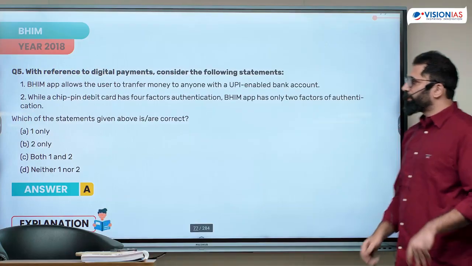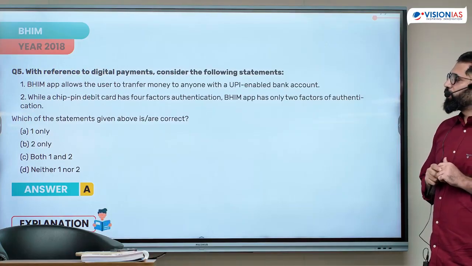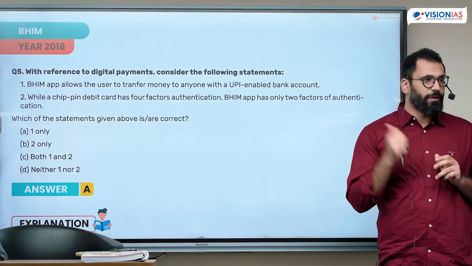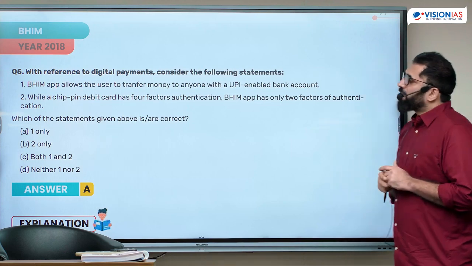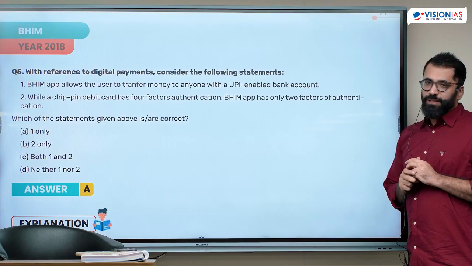With reference to digital payments, consider the following statements. The Bhim app allows the user to transfer money to anyone with a UPI enabled bank account. The Bhim app was the first one to allow UPI transactions. While a chip PIN debit card has 4-factor authentication, the Bhim app only has 2 factors of authentication.